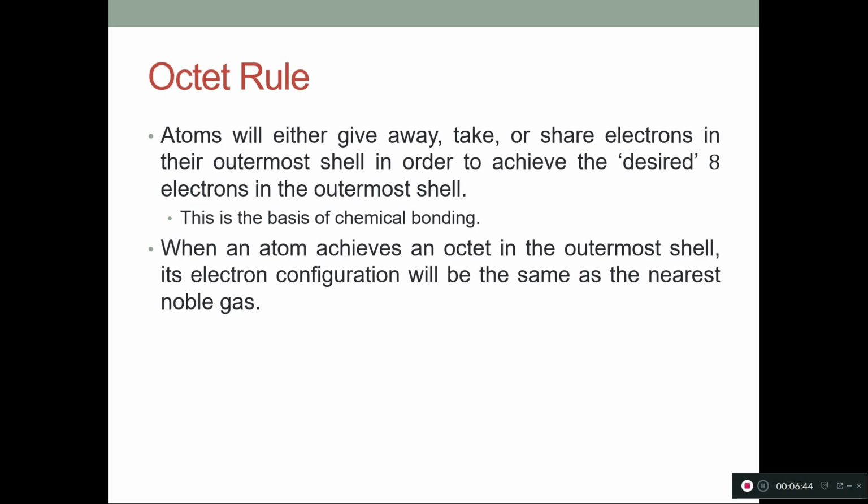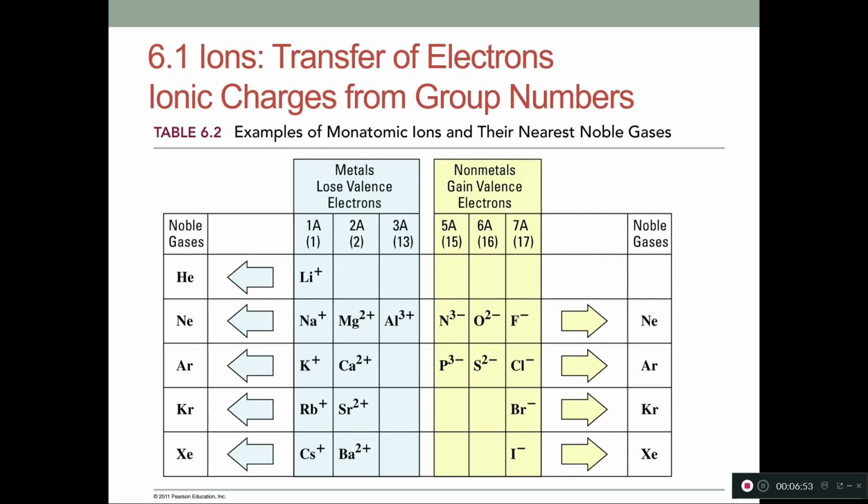And so when an atom achieves an octet in the outermost shell, its electron configuration will actually be the same as the nearest noble gas. So we see this here where these nonmetals that gain electrons try to gain electrons so that they have the same electron configuration as the noble gas to the right, where the metals that lose valence electrons will lose electrons so that they end up with the same electron configuration as the noble gas to the left. So if you go left, then up 1. So if you think about the periodic table as sort of circular, you can go to the left and then up 1 and then come back on the other side of the periodic table.